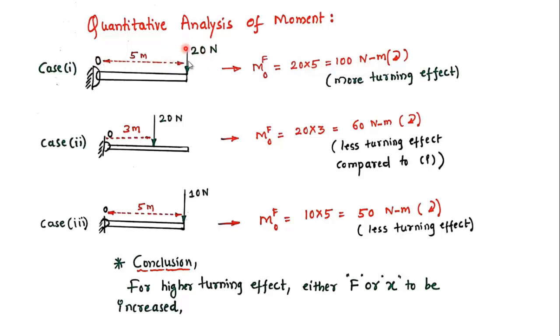And what is the direction of this moment? It is clockwise direction. This is how we write clockwise direction. Okay. So moment is a vector because it has direction, and that is either clockwise or anti-clockwise.